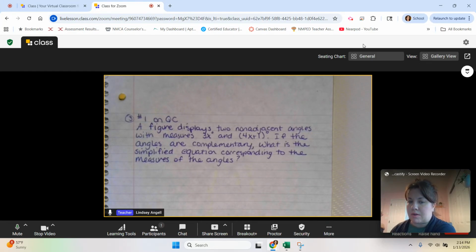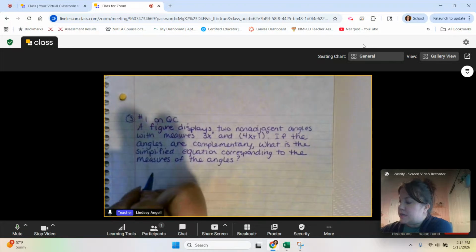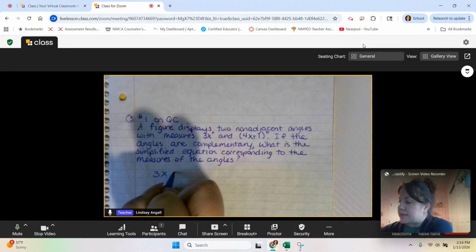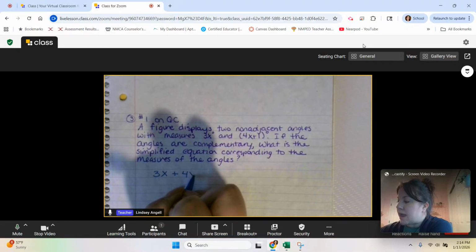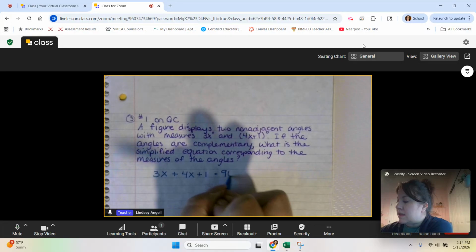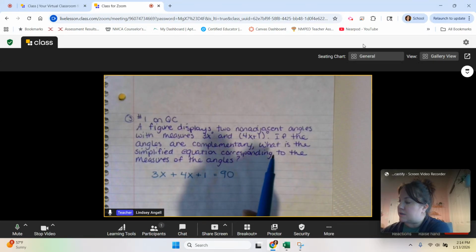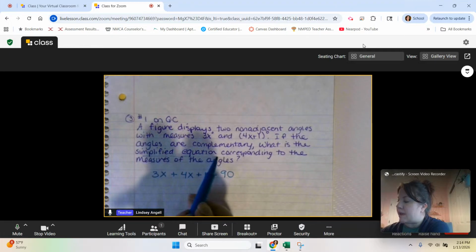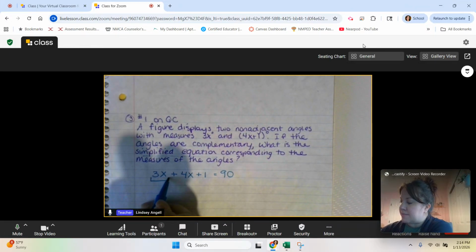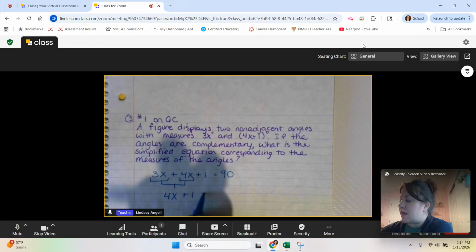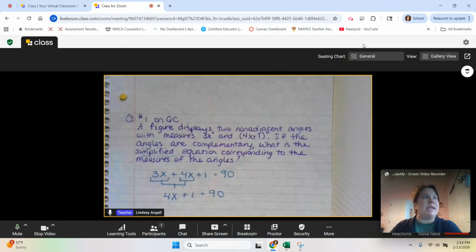Okay, but if they're complementary, then we know that they add up to 90. So we can say 3x plus 4x plus 1 equals 90. Well, we're not actually solving anything on here. It just says, what is the simplified equation? That's this step here, adding our like terms, okay? Which 3x plus 4x we could write as 4x plus 1 equals 90. And I'm pretty sure that would be the final answer.